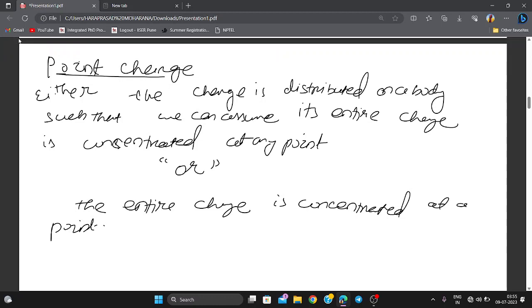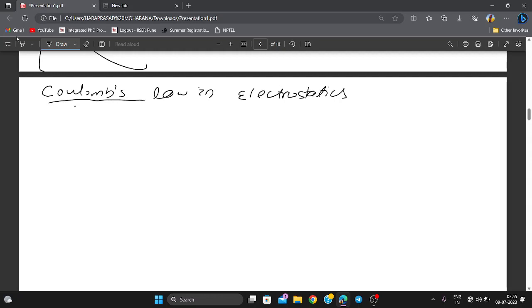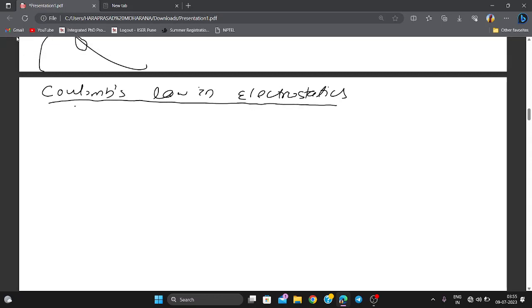Okay, so let's move to our topic finally. The start of the topic. Okay, what happened? Sorry. Okay, so I will start with Coulomb's law in electrostatics. A very, very important point. That is your Coulomb's law in electrostatics. Listen to it with your full concentration.